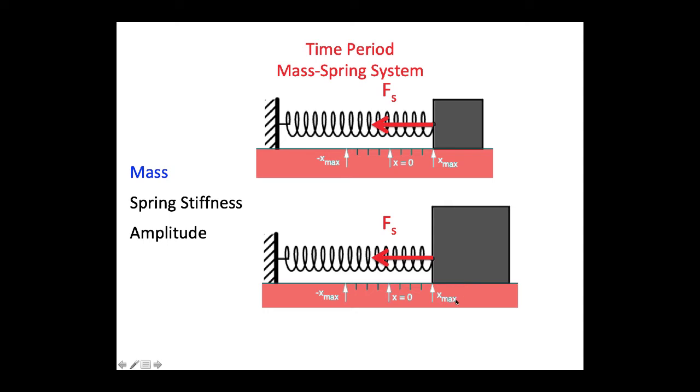Mass and period are directly related. If mass increases, period also increases. If mass decreases, period also decreases.